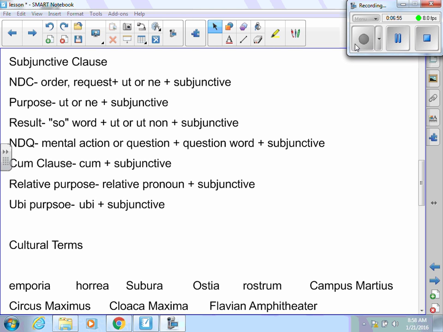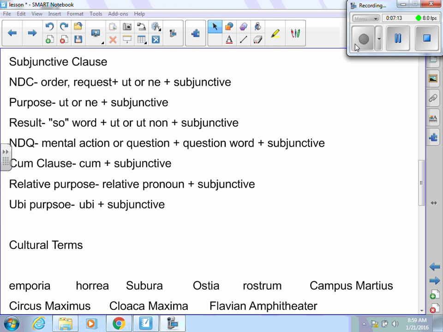Result, you're going to have some kind of so word. It can be something like tantus, so large. It can be something like ita, so, or itaque, anything that has so in it, plus ut. The negative form of a result clause will have ut non, and then the subjunctive.